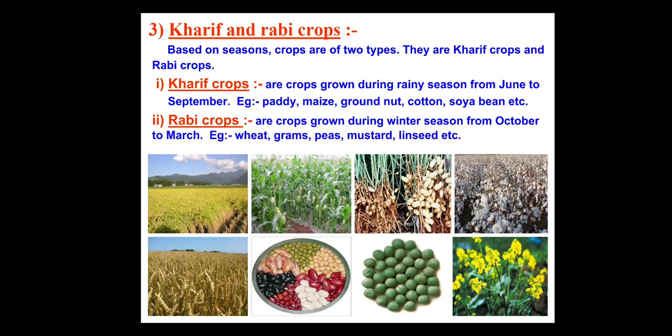Based on the season or the time when the crops are grown, we have two types of crop plants, Kharif and Rabi. Kharif crops are grown in the rainy season from June to September. Examples are paddy, maize, groundnut, cotton, soya bean, etc. Rabi crops are cultivated in the winter from October to March. Examples are wheat, grams, peas, mustard, etc. Have a look at the pictures also, children.